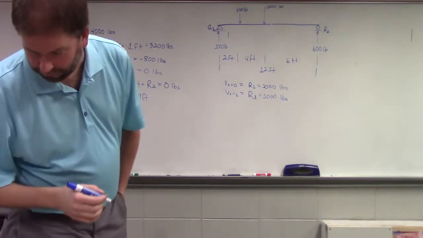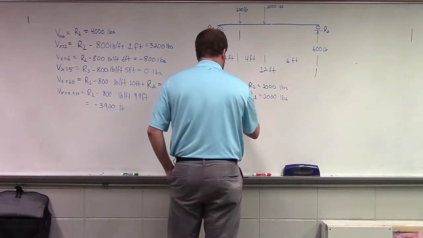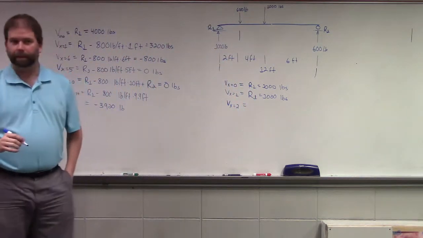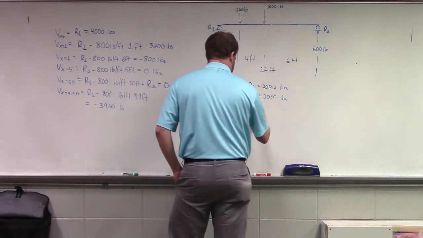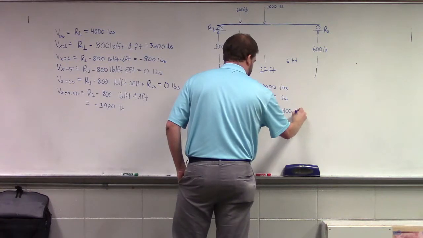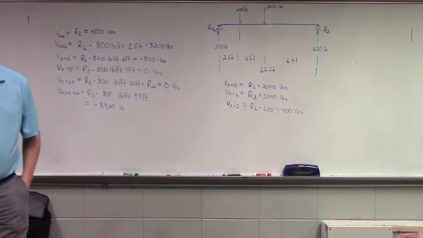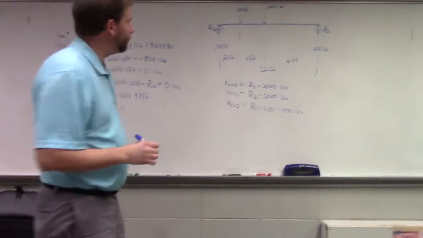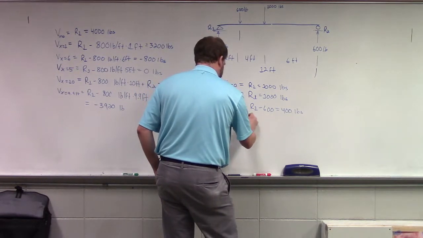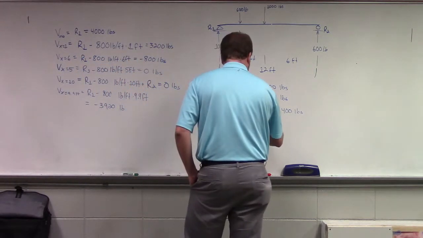Next, we'll look at 2 feet away. Okay. Now what do we have? R1 minus 600. R1 minus 600, 400 pounds. Okay? If we look at 6 foot, what do we have? R1 minus 1,600.